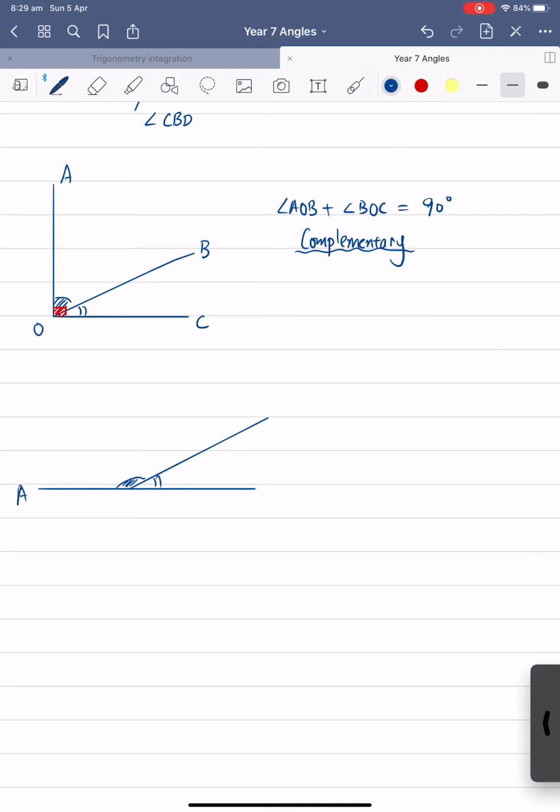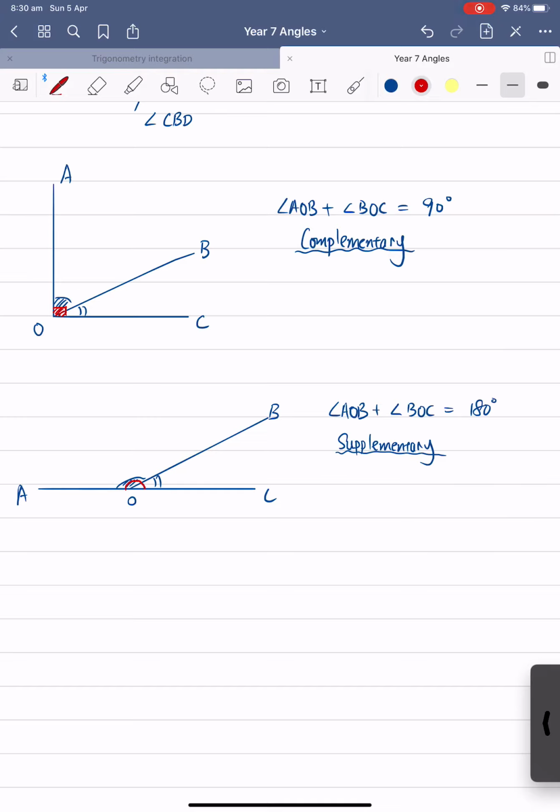So this is A, O, B, and C, for example. This time we have angle AOB plus angle BOC equals 180 degrees, because we have two adjacent angles on a straight line, and we call that supplementary angles. Supplementary means 180 degrees, which means when they add together they equal 180 degrees, which is a straight angle.